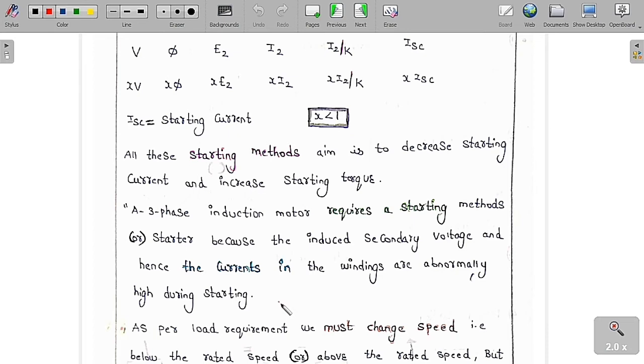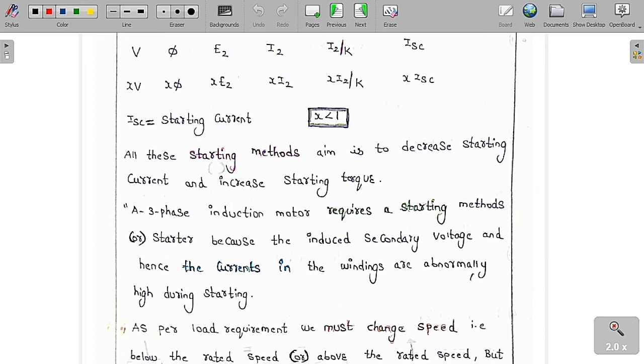In the DC machines also we have learned that initially at the starting Ia is very high, so we have to reduce it to a normal, safe value with the help of a starter. Similarly here also we are going to use the starting methods or starter. By this we are going to decrease the EMF induced in the rotor and the current induced in the rotor at the starting, reducing them to a normal value with the help of the starting methods or starters.